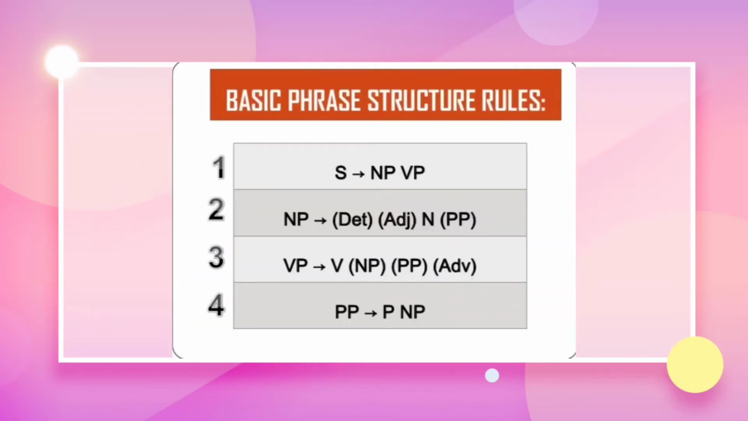So let me explain this set of codes listed in here. Starting off with the first one, which is the S, arrow, NP, and VP. That just means that a sentence must consist of a noun phrase and a verb phrase. So you have to have a noun phrase and a verb phrase in that order to form a sentence.